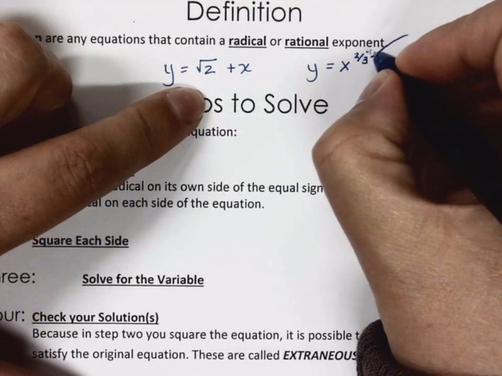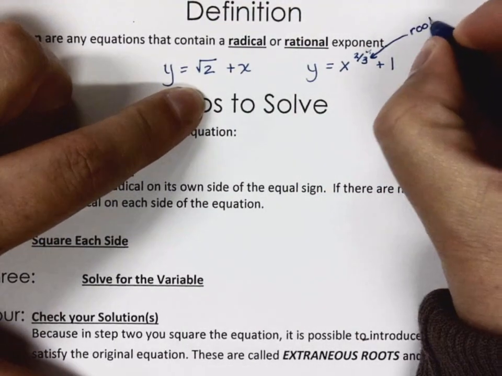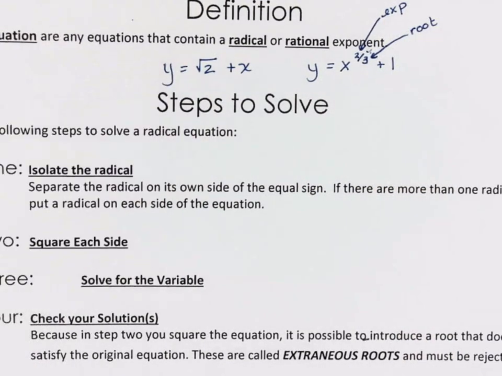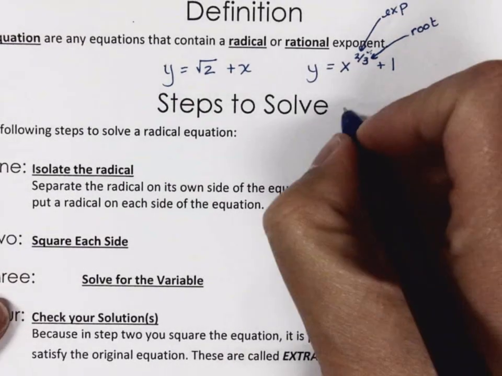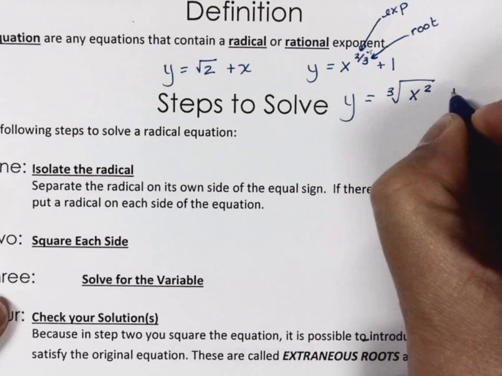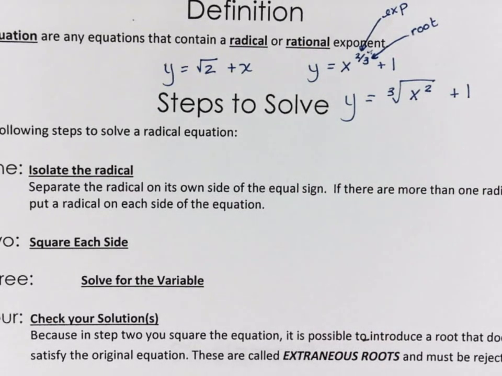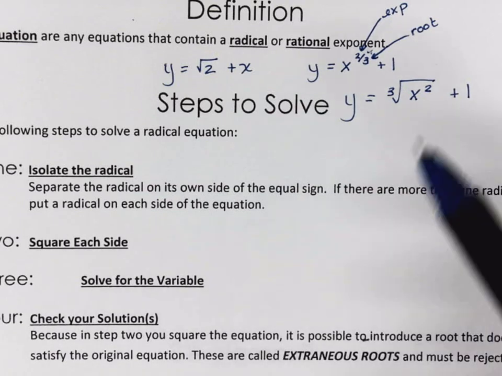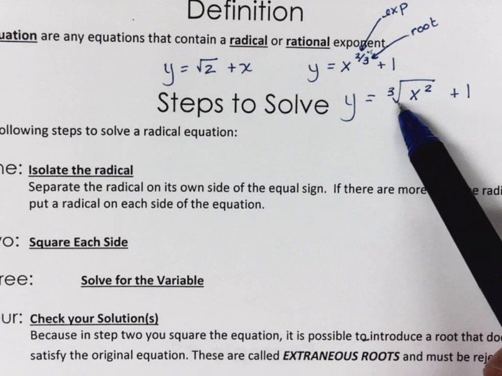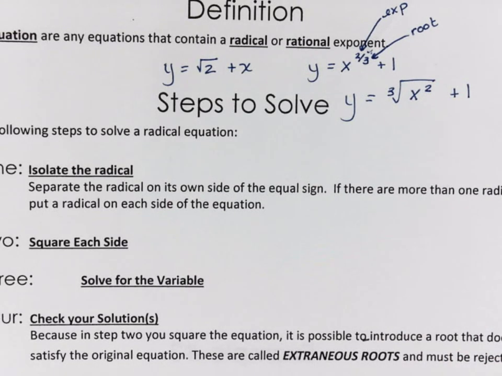The bottom number tells us what kind of root we have, and the top number tells us what kind of exponent we have. So if I were to rewrite this as a radical, it would be the cube root of x squared, plus 1. Sometimes you're going to have to switch back and forth. You're going to have to see that this exponent is really a radical in a different form. Not the end of the world, but it's definitely pulling it from the depths of your knowledge from grade 10.